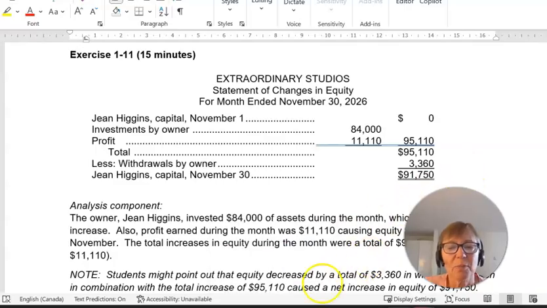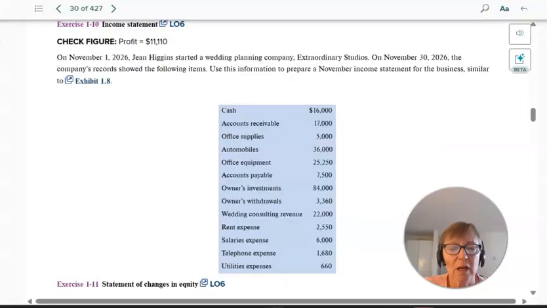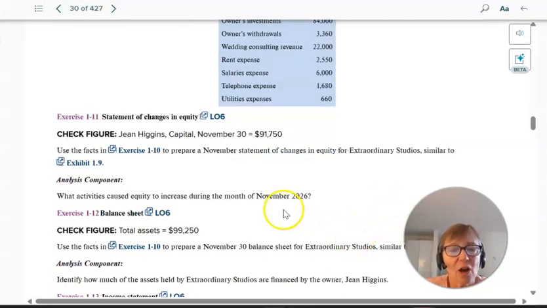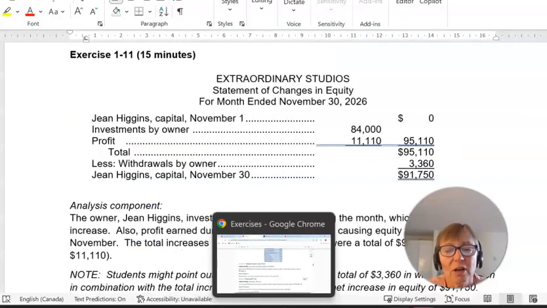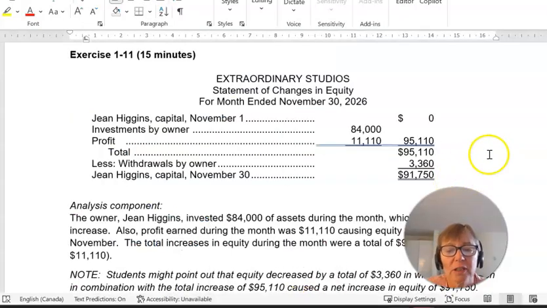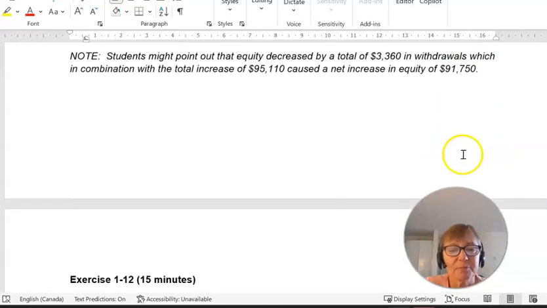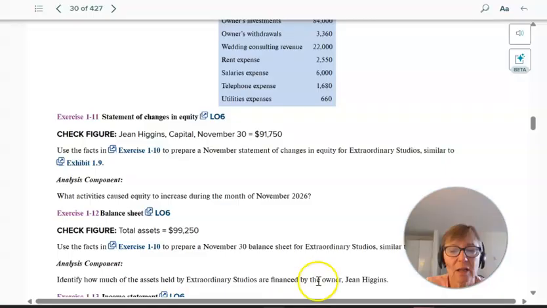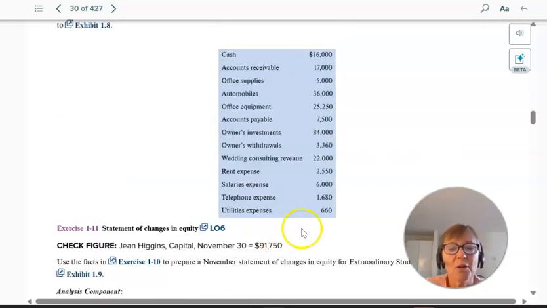All right, so let's go back. So now we need our balance sheet. Oh, and we can check our figure, 91,750. So we know our check figure on our statement of changes in equity. We know we're correct. So now we have our balance sheet. We have a check figure, so we know our total assets are 99,250. But let's have a look.